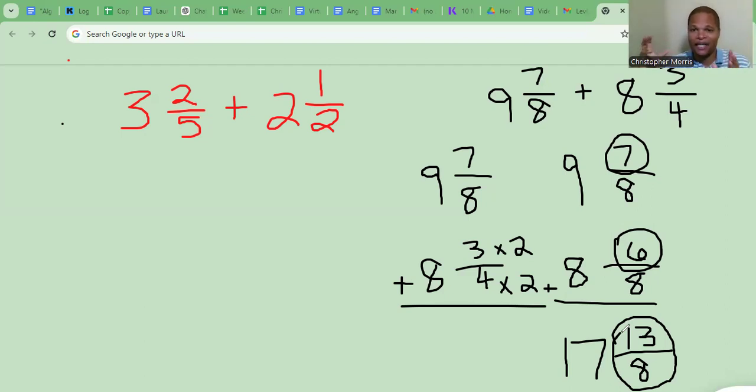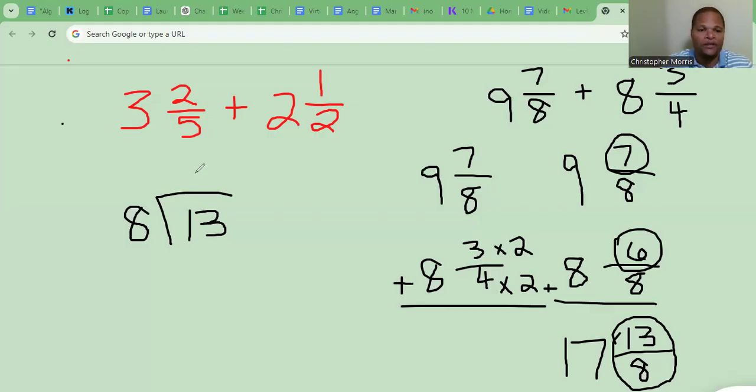13 over 8 is an improper fraction. We're going to have to convert it to a mixed number as well by dividing that out, long division style. So remember, 13 over 8 is the same thing as saying 13 divided by 8. So the next step whenever we have an improper fraction for the fraction part of a mixed number, you've got to divide the top number by the bottom number. 13 divided by 8 is what we're going to do.